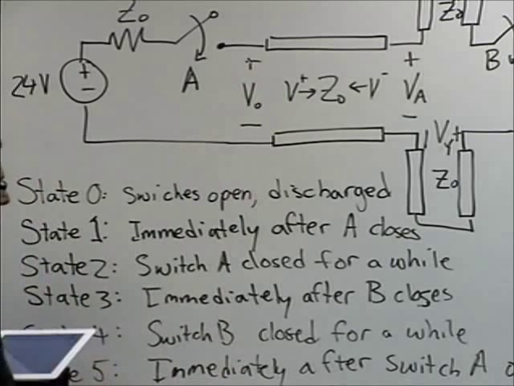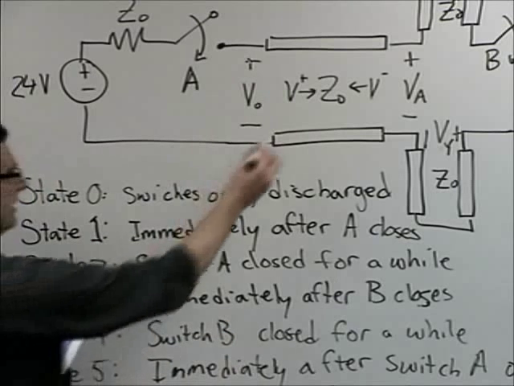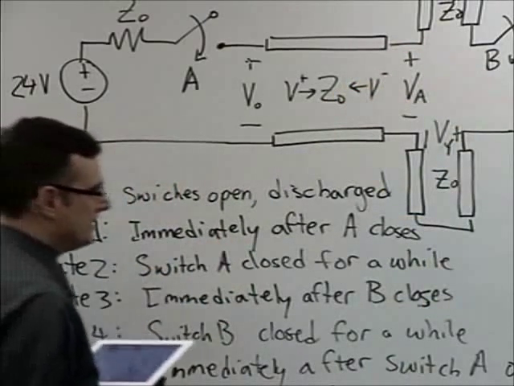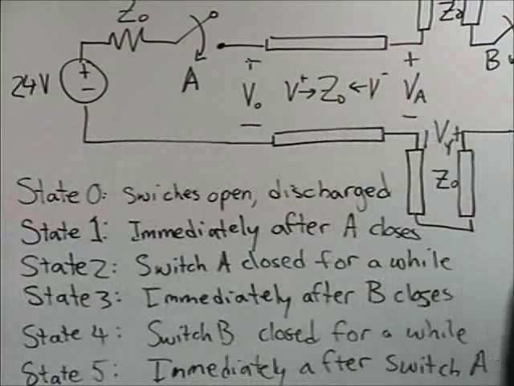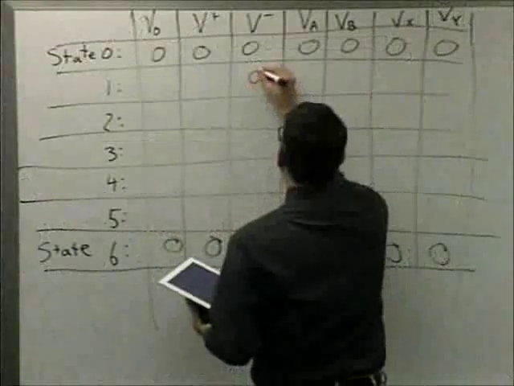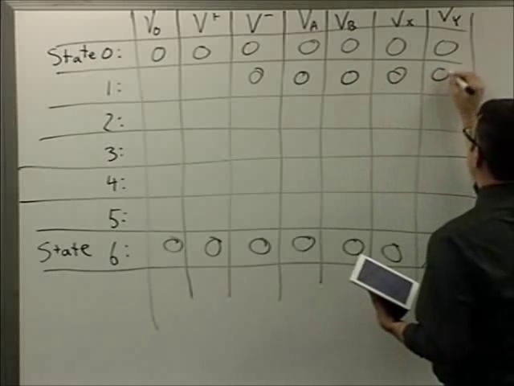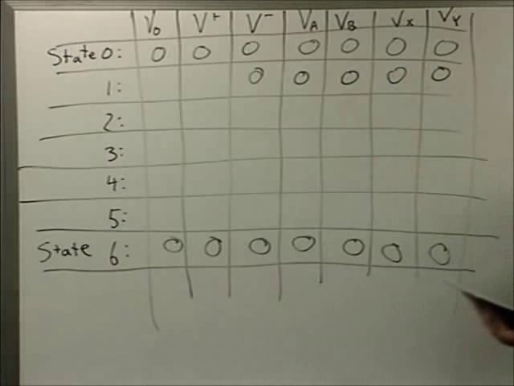Everything's going to take at least a transit time, T, to get down here and affect these voltages. So immediately after A closes, I can just transcribe everything from the first row that isn't V naught and V plus into my second row, which is zeros all across the board. Now, let's go over to this segment. I apologize to the camera operator ahead of time for all this jumping around. It's just a big table, and it's hard to fit it all on the board.